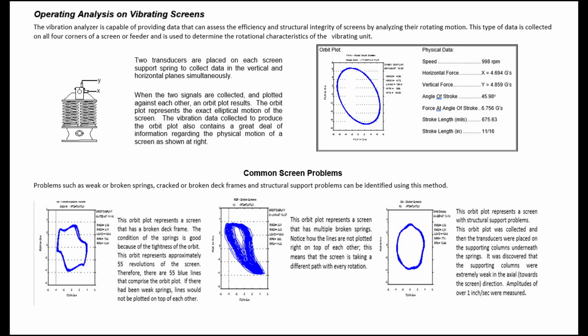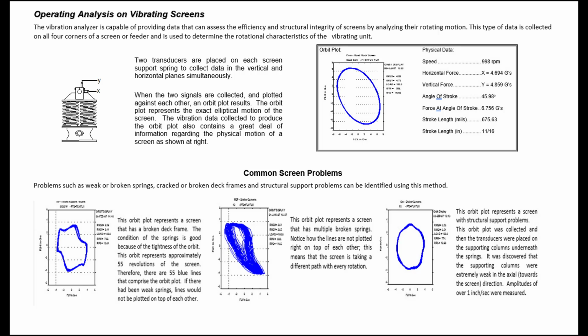Operating analysis on vibrating screens is capable of providing data that can assess the efficiency and structural integrity of screens by analyzing their rotating motion. This type of data is collected on all 4 corners of a screen or feeder and is used to determine the rotational characteristics of the vibrating unit. 2 transducers are placed on each screen support spring to collect data in the vertical and horizontal planes simultaneously.